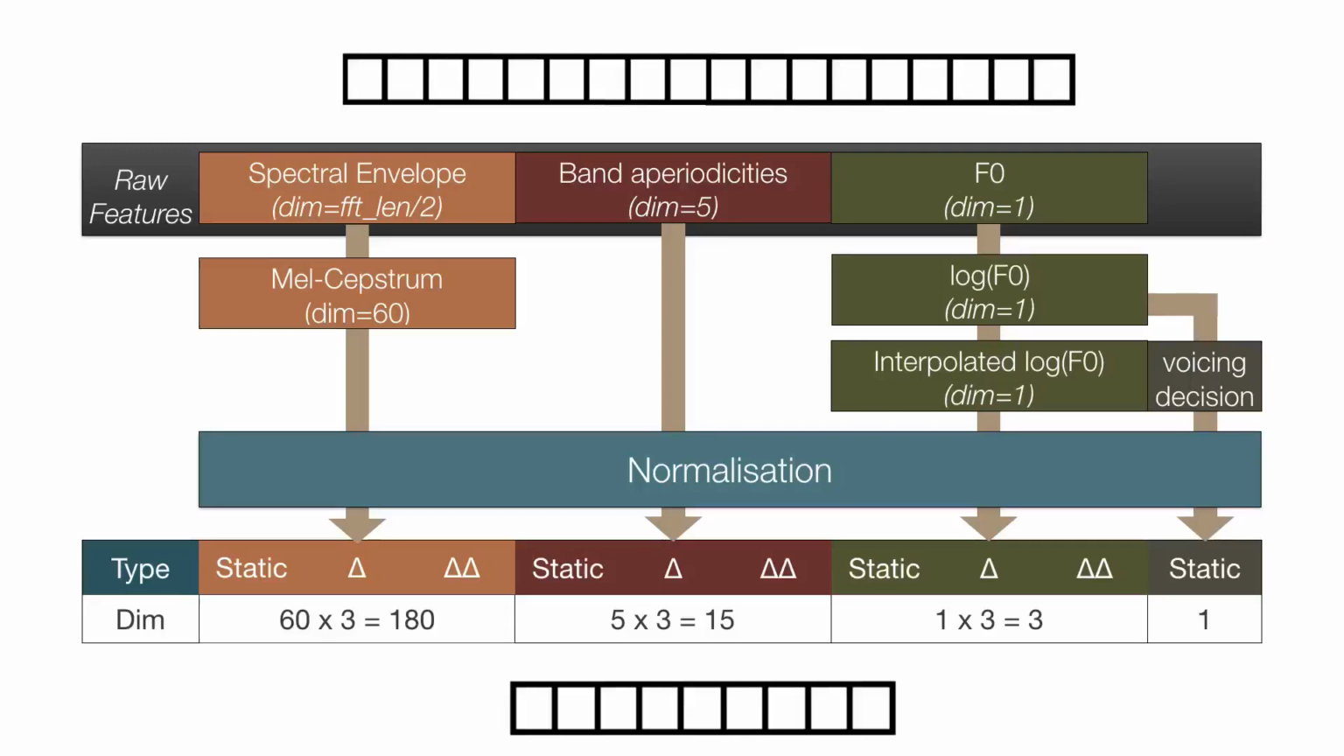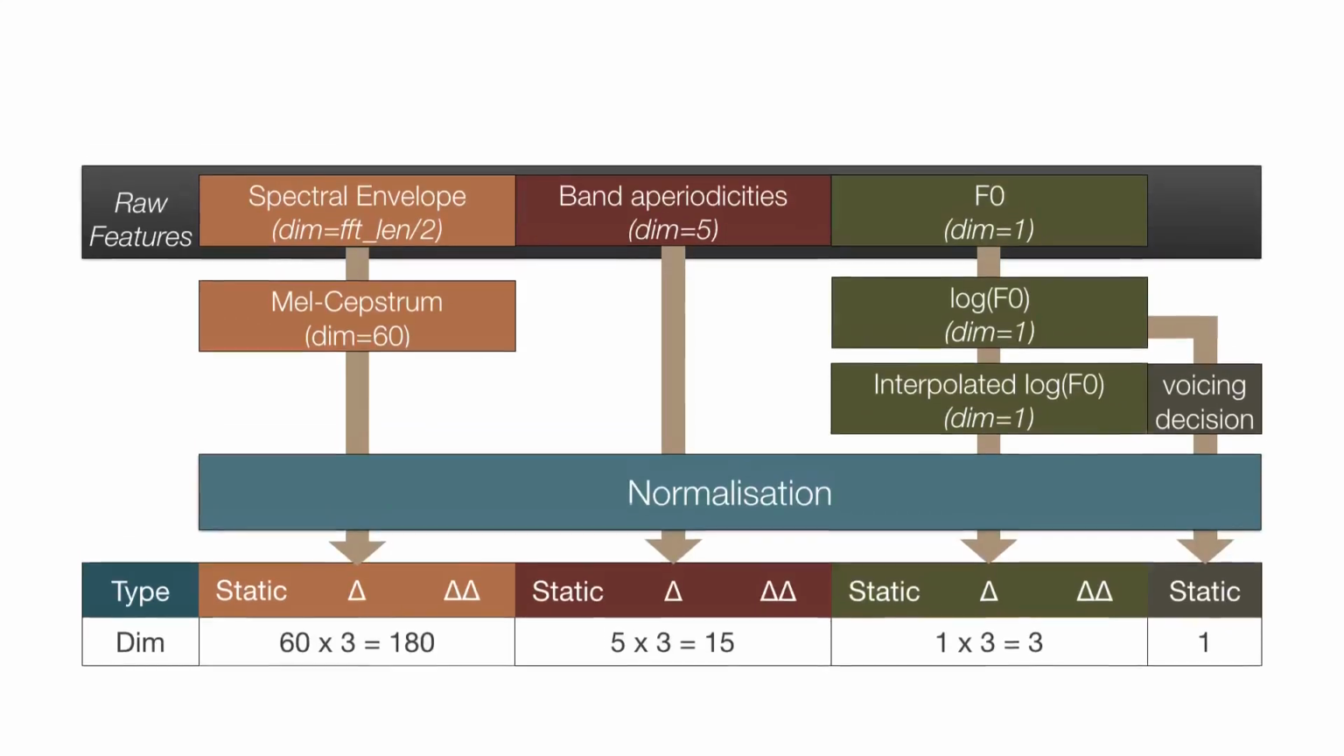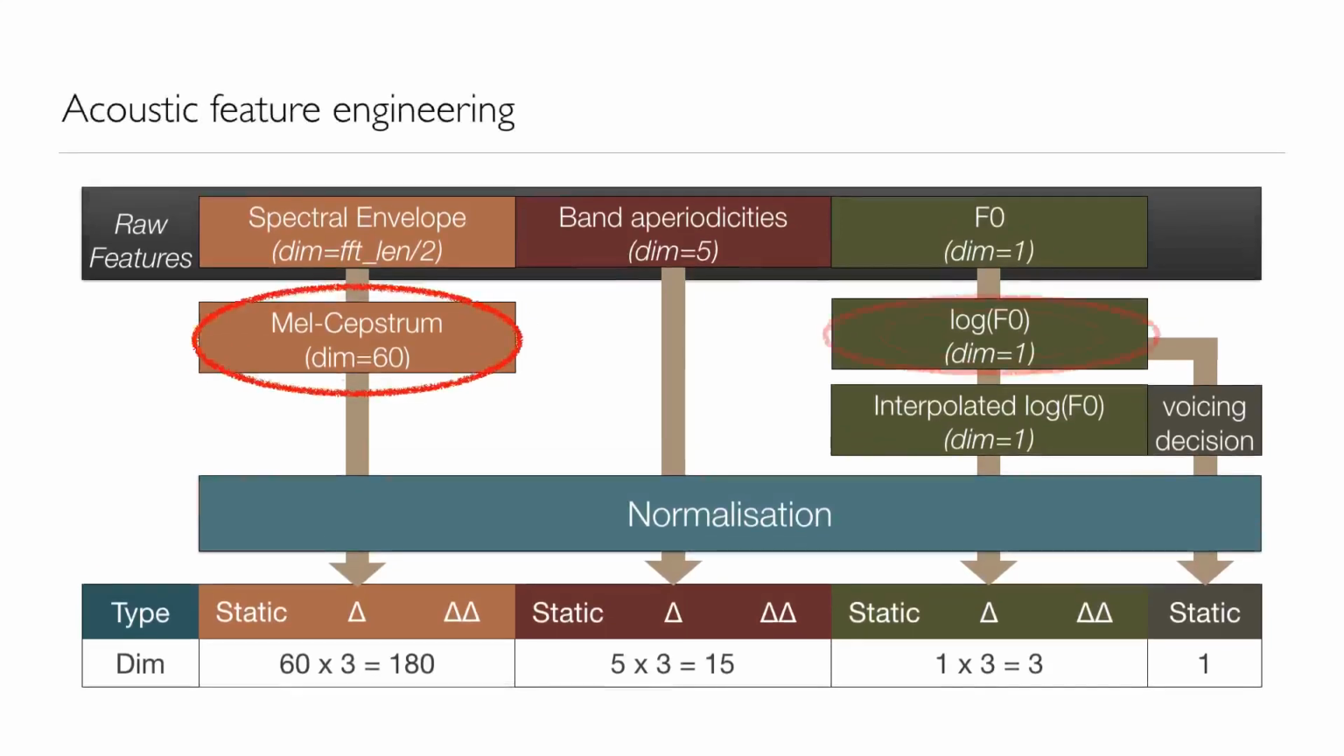Then the next step is the normalization, and there we just normalize the features by the mean and variance, just to make them have the same range, more or less, so they can have more or less the same weight inside the DNN. And at the end, we just append some deltas and delta-deltas, which are the dynamic features.